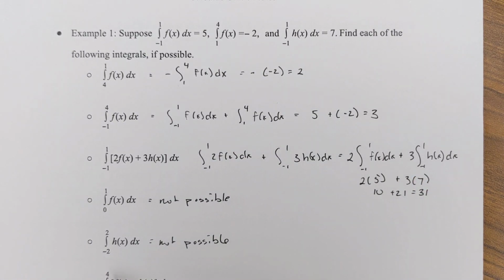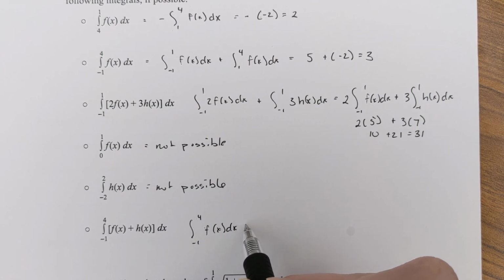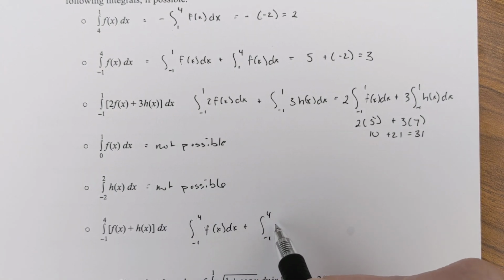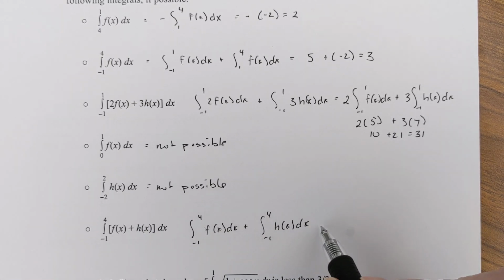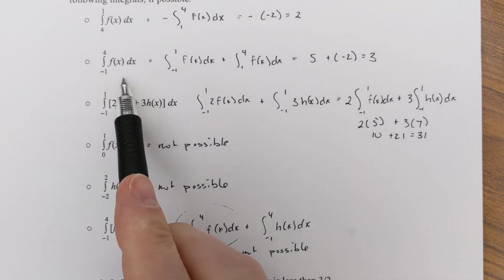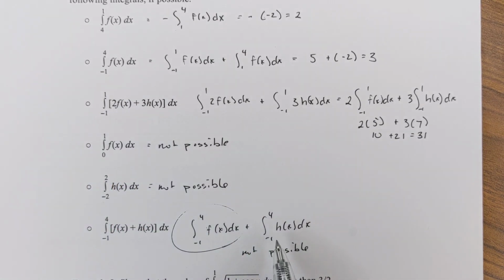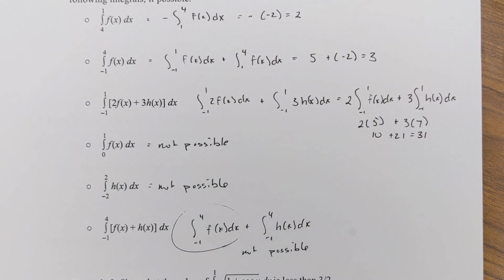Okay, and then -1 to 4 of f of x plus h of x. Well, this would break into -1 to 4 of f of x plus -1 to 4 of h of x. Well, this one also is not possible, because I do know this, I can figure out this one. In fact, I already did. It's this one up here. It's -3, but I can't do this one. I don't know anything about h of x from -1 to 4.